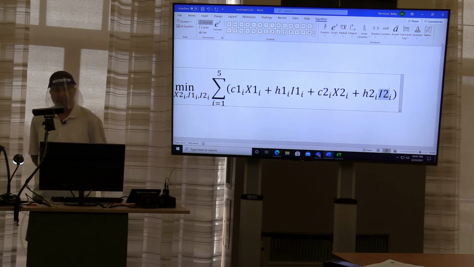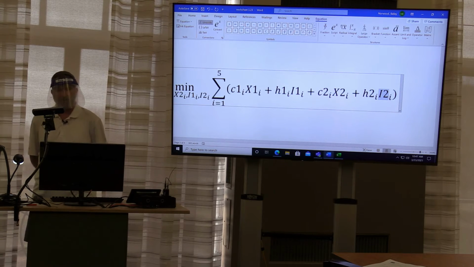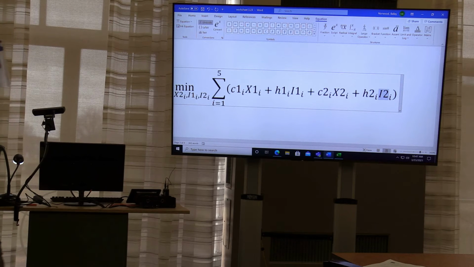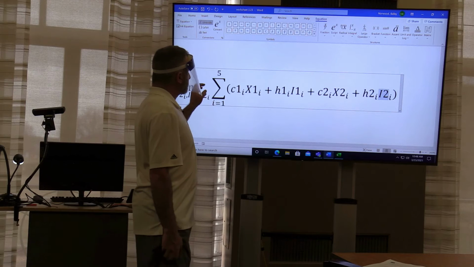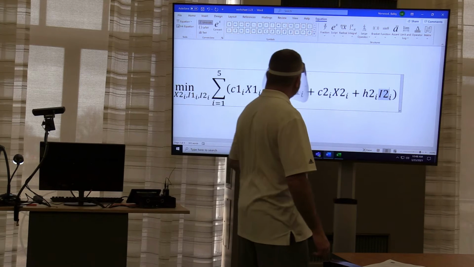And of course, in our spreadsheet, that whole summation is going to be one whole SUMPRODUCT formula. We've got a summation, and we're summing products. That's a product, that's a product, that's a product, that's a product.